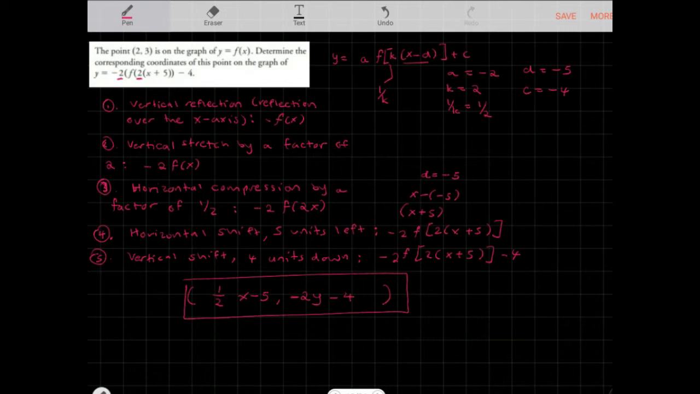What you want to do with your transforming equation is take an original point on the parent function and plug it in to find its equivalent point on the transformed function. I'm going to substitute the original point (2, 3) into this. For the new x value, you have 1/2 times 2 minus 5, and for the new y value, negative 2 times 3 minus 4. So 1/2 times 2 is 1, minus 5 is negative 4, and negative 6 minus 4 is negative 10. Okay, so (negative 4, negative 10) is your equivalent point on your transformed function.